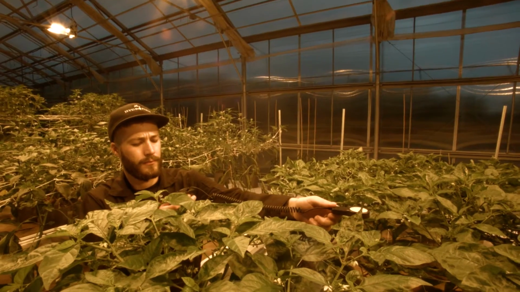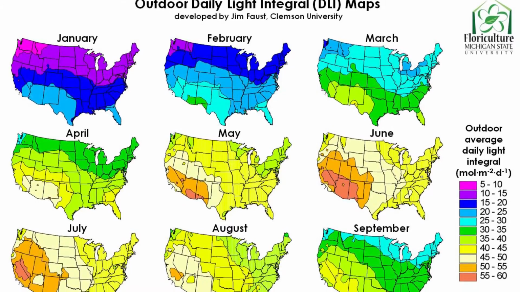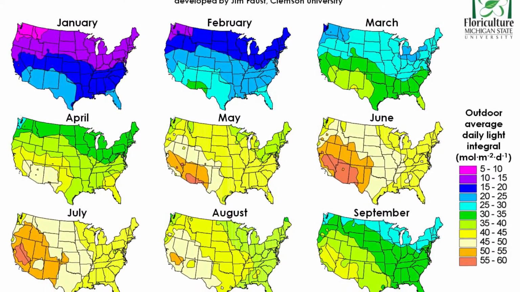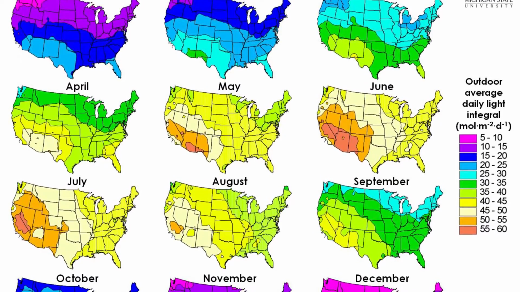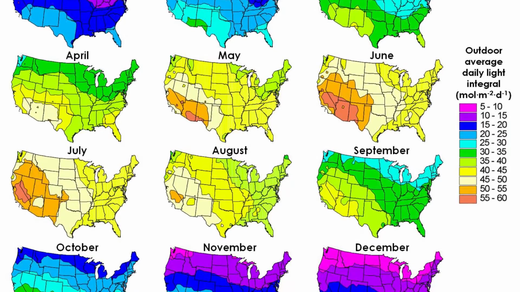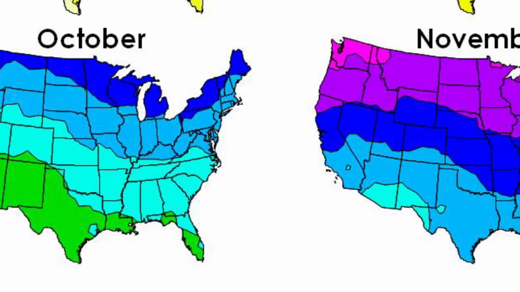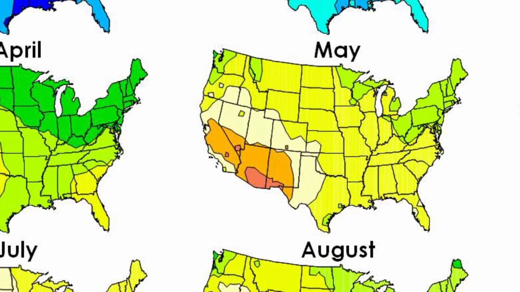Well, you could take a meter and actually measure how much light you're getting in the greenhouse. Probably the easier way though is to look at a DLI map, like the one that just popped up. This is a map that shows the daily light integral for your area. It's going to show how much light, measured in moles, is received per day based on what month of the year it is.